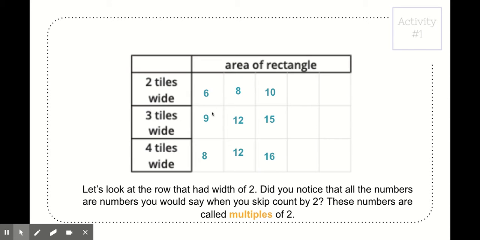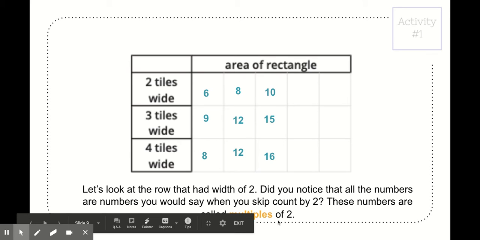3, 6, 9, 12, and 15. So we can say that those are multiples of 3. Now let's check our last rectangle with a width of 4. We have 4, 8, 12, 16. So multiples are the numbers that we land on when we skip count.